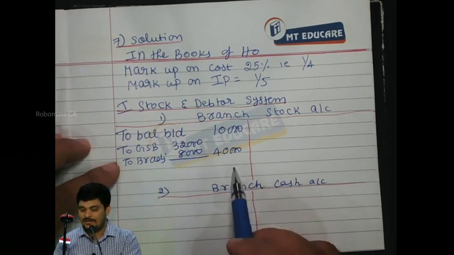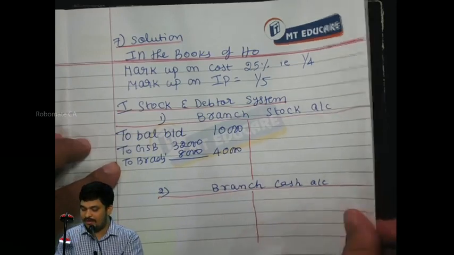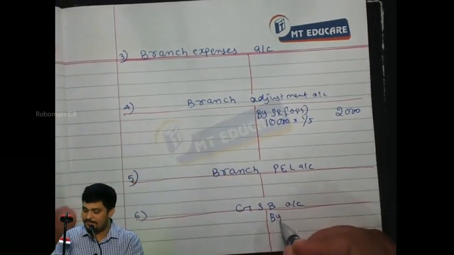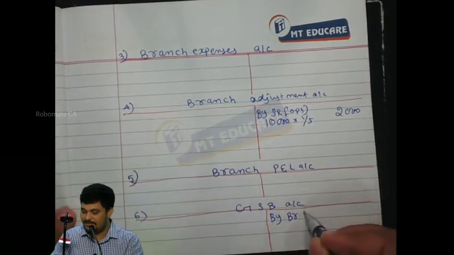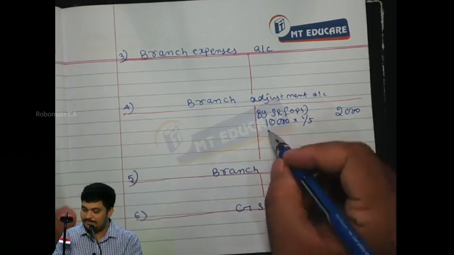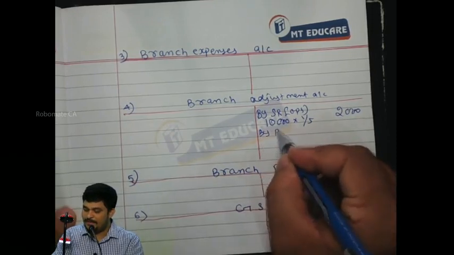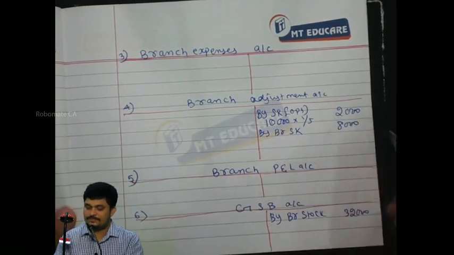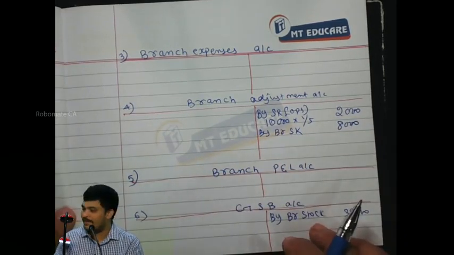Loss in transit. Before that, posting to all other places. By branch stock, 32,000. By branch stock. Understood? Next one.